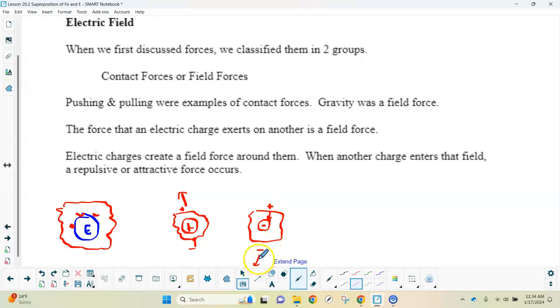So the field is there regardless if those charges are there or not. So it influences the space around them, and if you put a charge in there, it would have an effect. That's the concept that an electric field has.